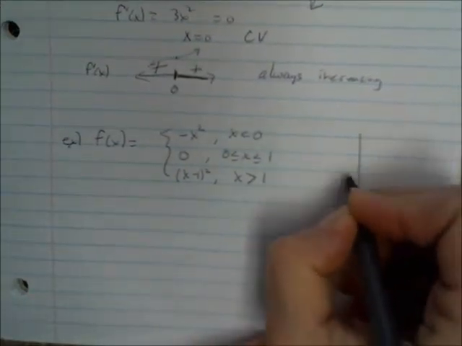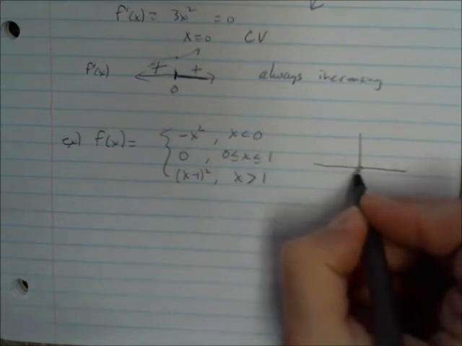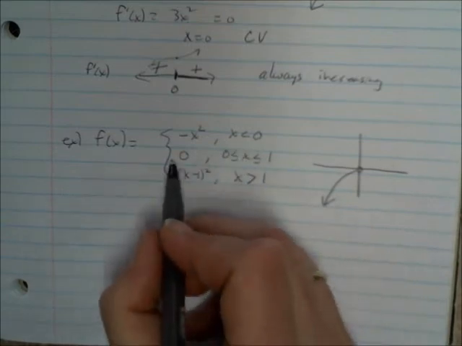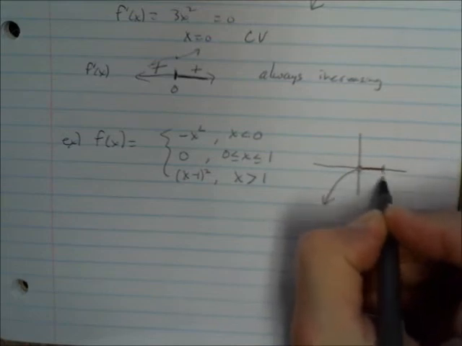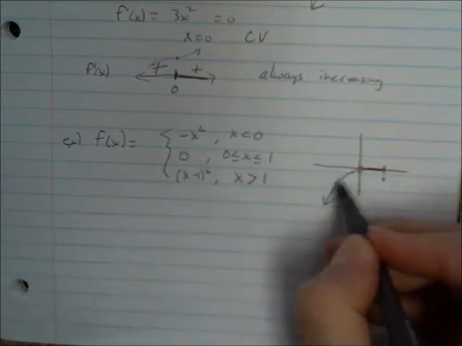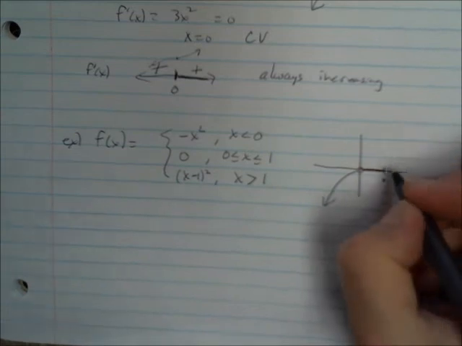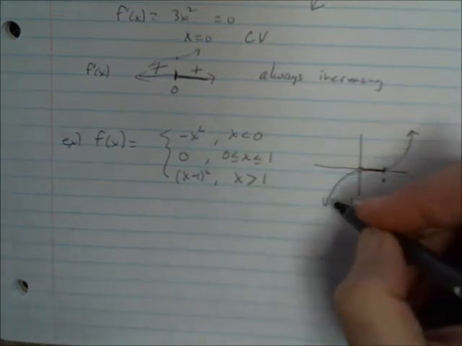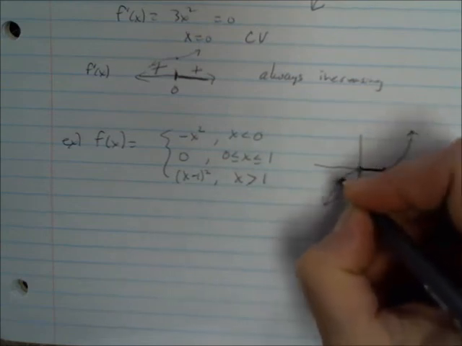And if you did a quick graph of this, negative x squared, and this is an open circle here, negative x squared looks like this for x is less than 0. F of x is equal to 0, which means it's just a flat line from x equals 0 to x equals 1. So there's the left piece, middle piece. And now you have a right piece. This is a quadratic. This is just a regular parabola that's been shifted 1 to the right. So it kind of goes up like this. So what we have, we know from the graph it's going to be increasing, constant, and increasing again.